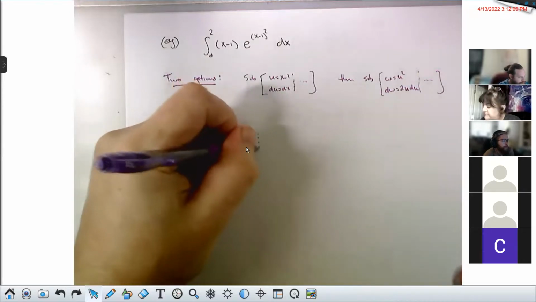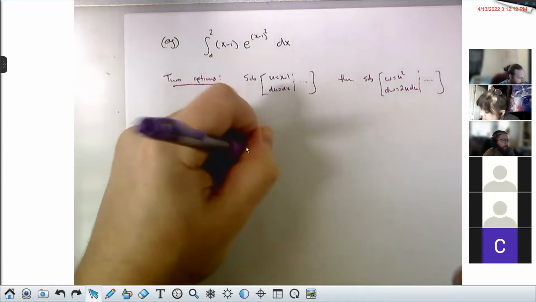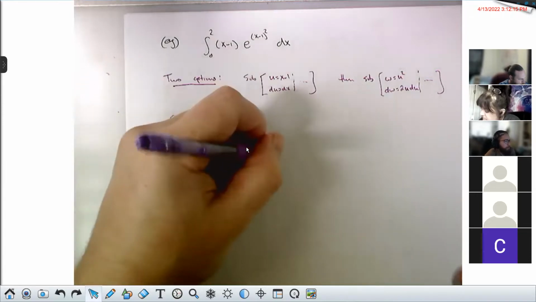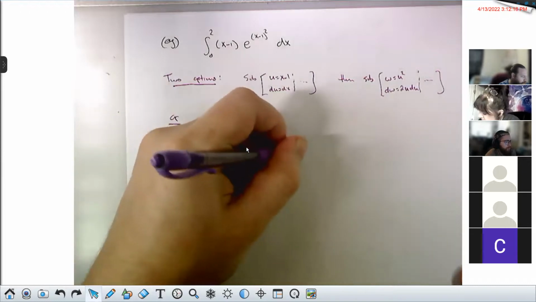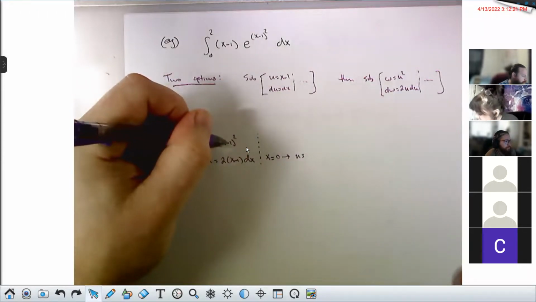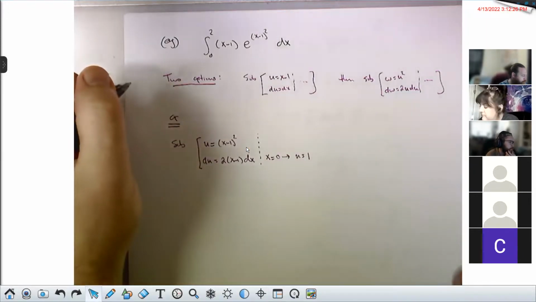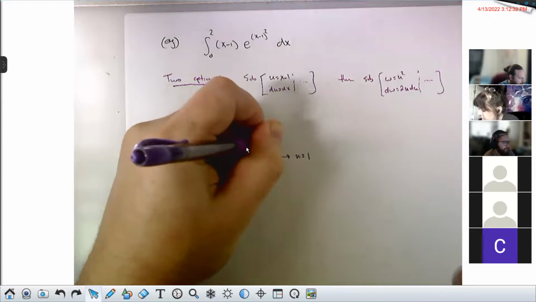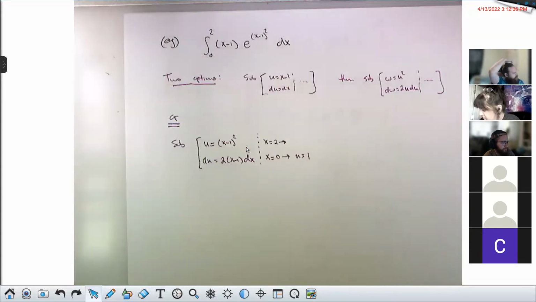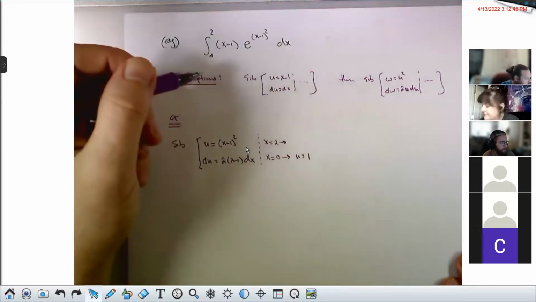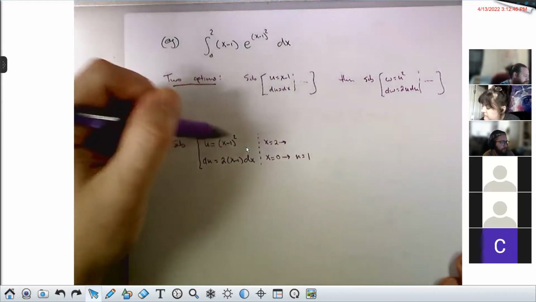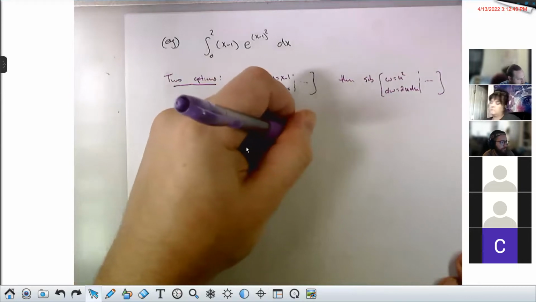Changing the bounds, when x is equal to 0, u is equal to 0 minus 1, which is negative 1 squared, which is 1. When x is equal to 2, oh, this is interesting. Hang on. Yeah, something funny is going to happen here. When x is equal to 2, this will be 2 minus 1 squared, which is also 1.